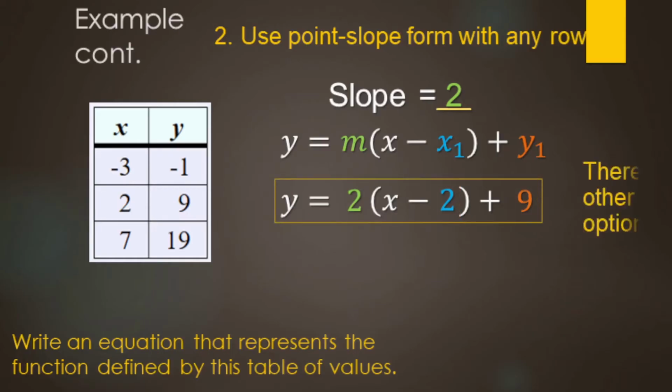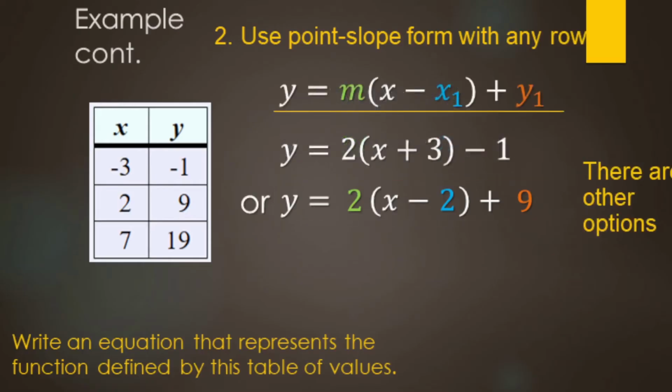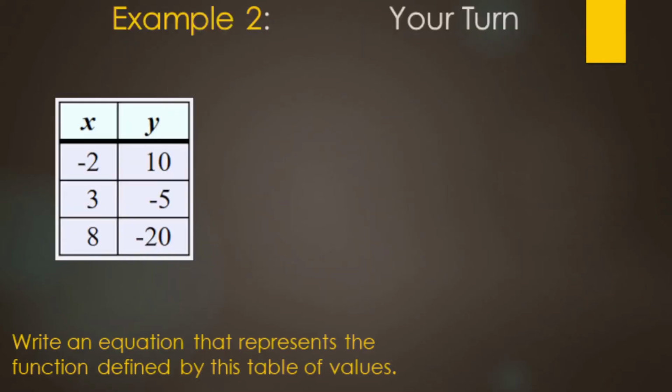Now, if you did want to use any of the other ones, like if you're using this top row here, that would be x minus a negative 3, which is the same thing. Minus a negative is plus 3 there. And then we have the y1, which would be a minus 1. Or if you wanted to use this bottom row, it would look like this. So you can use any of those that you want. So go ahead and try this one out on your own. Pause the video, then come on back and see how you did.